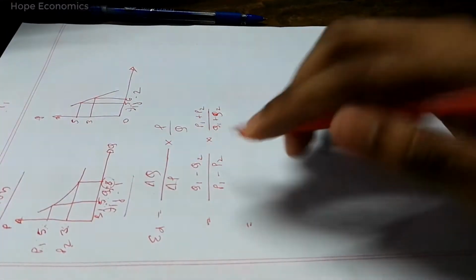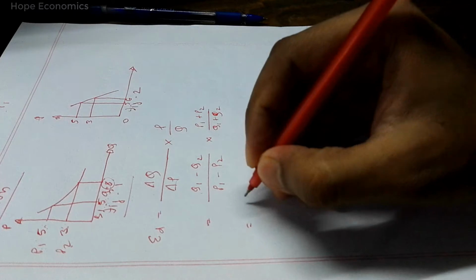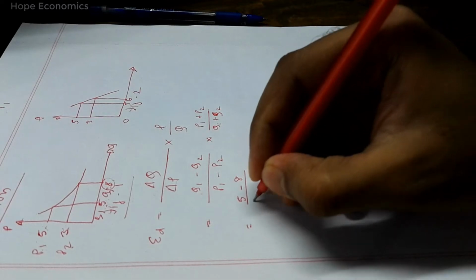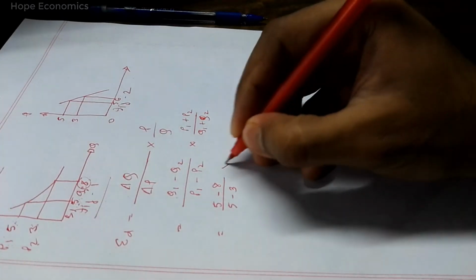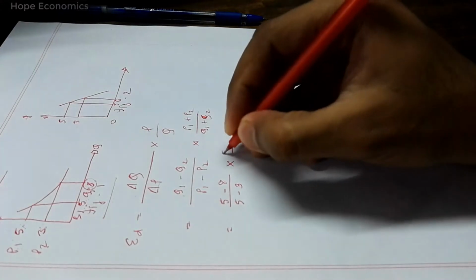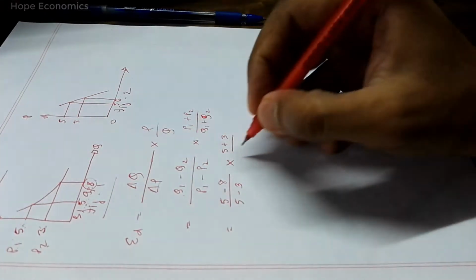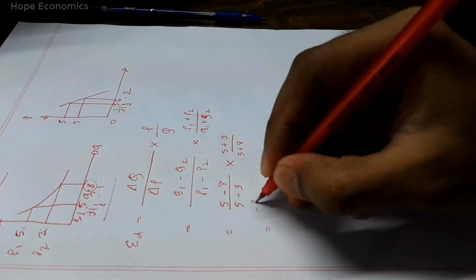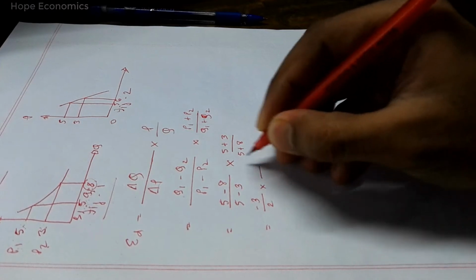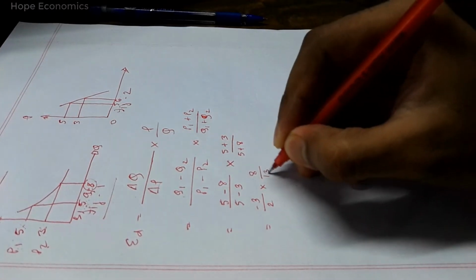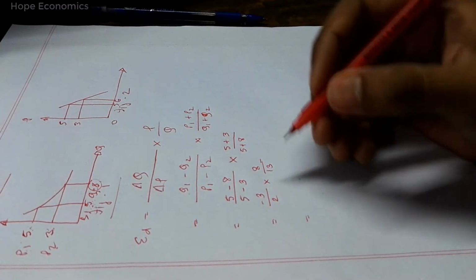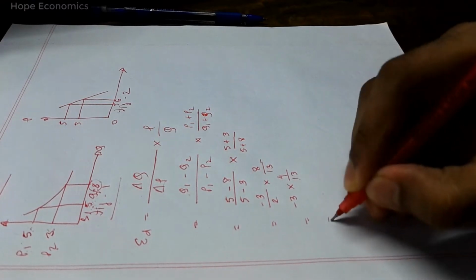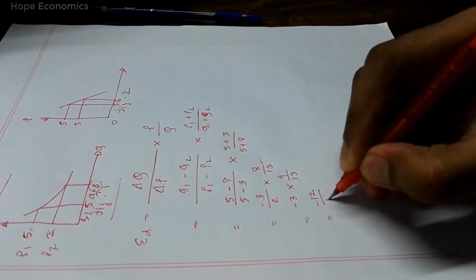So what is the value of Q1? 5, minus Q2 8. P1 5 minus 3 as P2, P1 plus P2 5 plus 3, and Q1 plus Q2, that means 5 plus 8. So here we have 3 and below we have 2, and here we have 8 and below we have 13. So what is it? Minus 3 into 4 by 13. So minus 12 by 13.